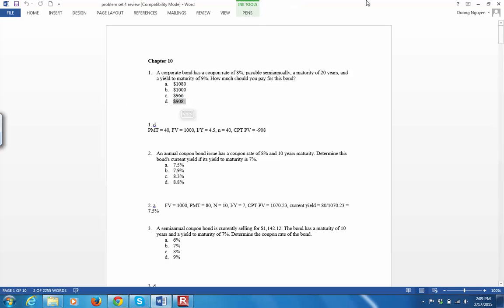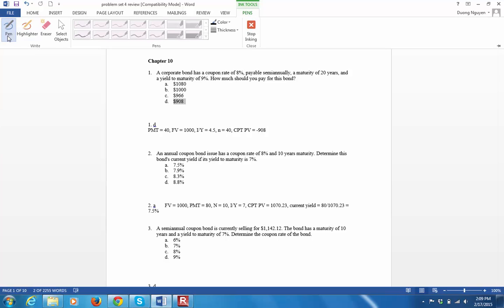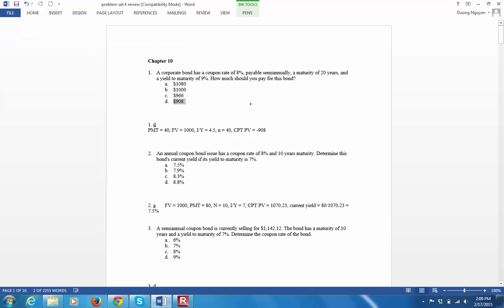Alright, so let me use the pen here. So the coupon rate is 8%, but it is semi-annual. So the semi-annual coupon payment is equal to 8% times the par value, which is $1,000, divided by 2, and this is equal to $40.